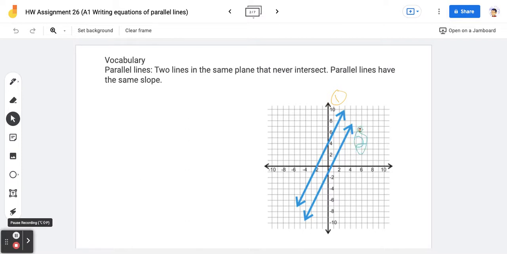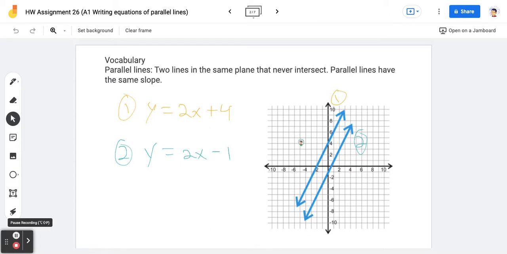This first equation would be y is equal to, let's see, it looks like the slope is 2 here. So y is equal to 2x plus 4, and our other equation, y is equal to 2x, it looks like a minus 1.